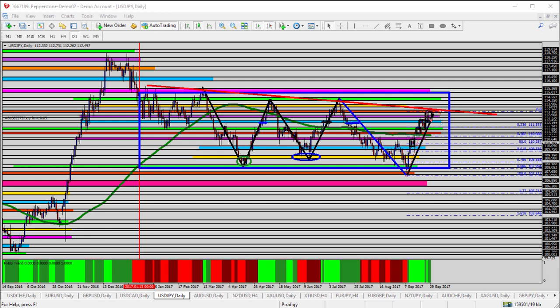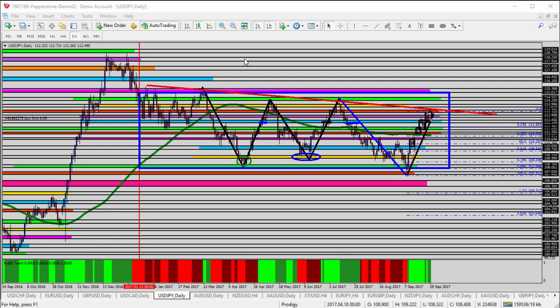There's a blue box in the middle of the chart delineating a trend range that this currency pair has been in for the entire year of 2017. The blue box shows resistance at the top, support at the bottom. I have a little red trend line at the top of the blue box along the resistance highs that have been there for 2017. And you can see that currently we're up there challenging that red trend line, challenging the top of the range.